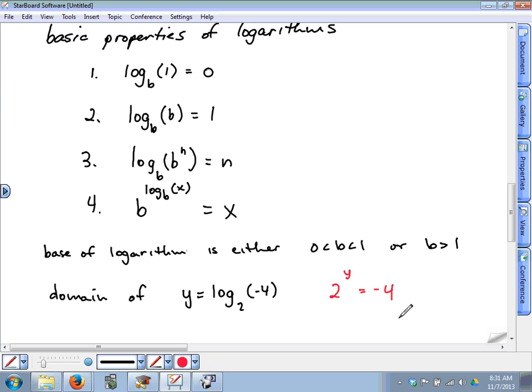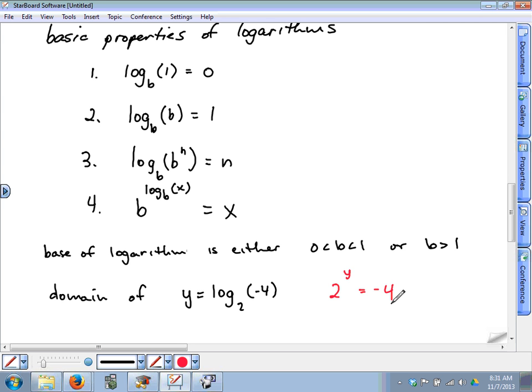And therein lies a big problem. Say that again for those that didn't recognize the problem. This is an impossible situation. You can't get a negative number out of 2 raised to a power. You can't raise 2 to some power and get a negative 4. Okay, I know it looks tempting. A lot of students will say, well, yeah, that can work. There's no problem there. There's a big problem here. No matter what you let y equal, you're never going to get a negative 4.